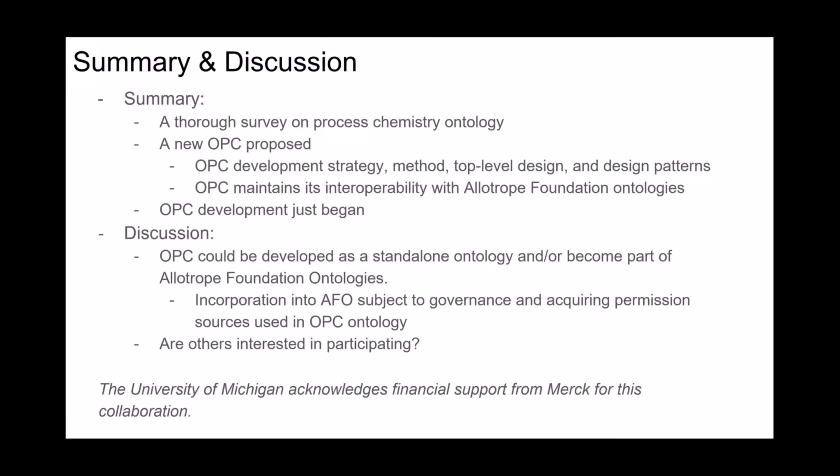So now we want to summarize the work. We have done a thorough survey on the process chemistry ontology. We notice its importance, but there is no comprehensive ontology on it. So we propose to develop the so-called OPC, and to focus on process chemistry. We also presented our developmental strategy, the methods, and we provide our upper-level design and design pattern. And then we have two use cases and a pressure test presented.